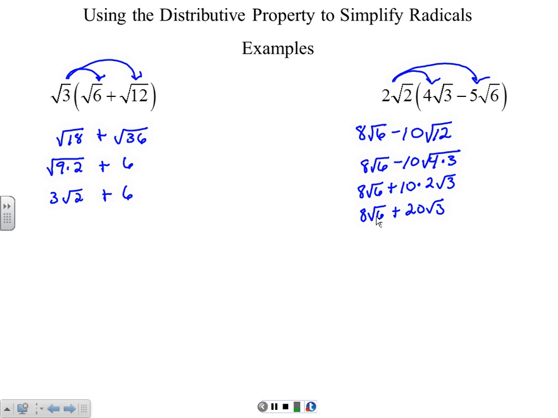And again, these are not like radicals, so we cannot put them together. Either this would have to be the square root of 3, or this would have to be the square root of 6 in order to put them together. So that's going to be your answer.